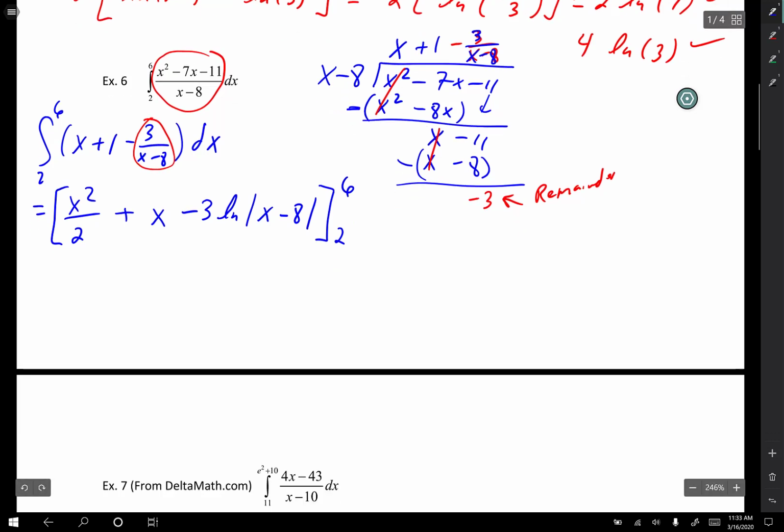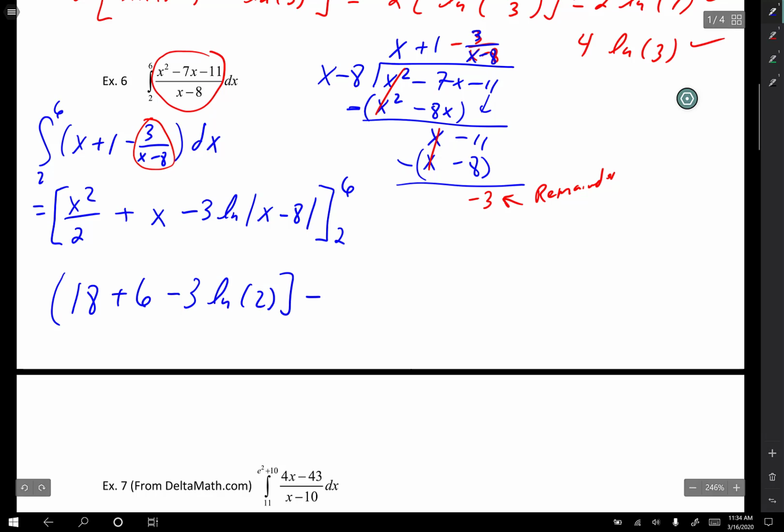So I'm going to plug in a 6 first. So 6 squared is 36 divided by 2. I think that's 18. So I'm going to write 18 plus 6. And look, we're doing this without a calculator, guys. 6 minus 8 is negative 2. Absolute value of 2 is 2. So I'm going to write minus 3 ln of 2.